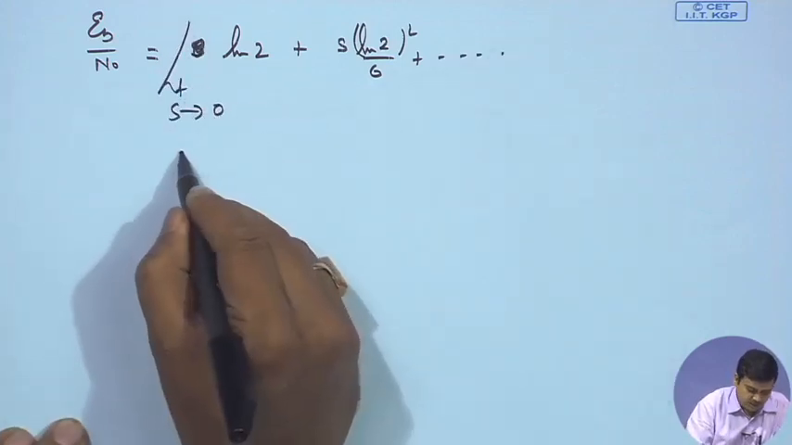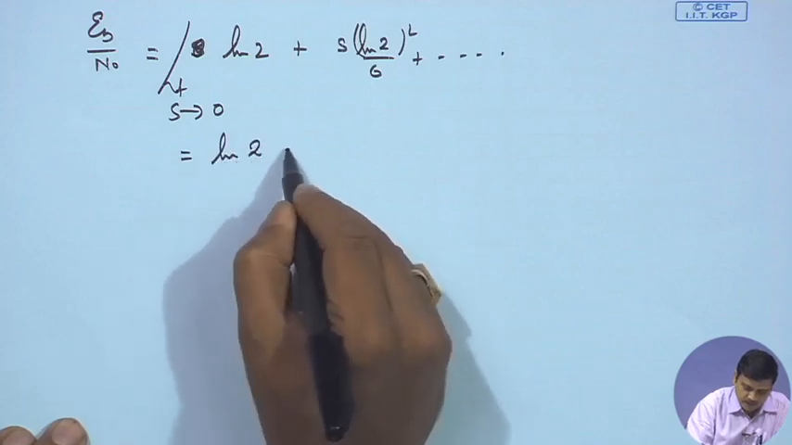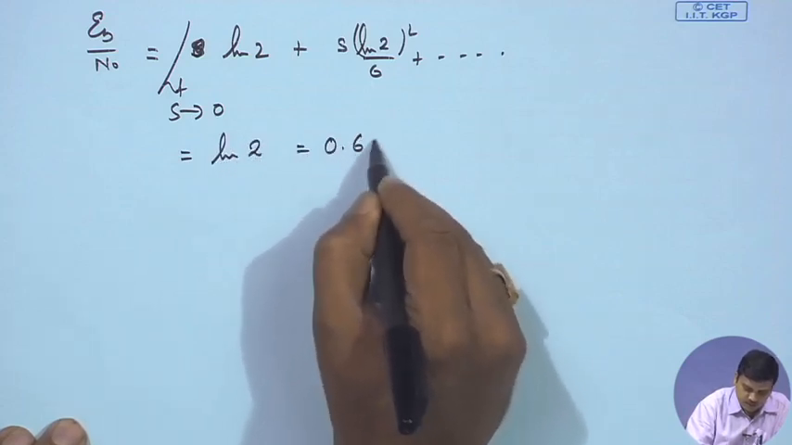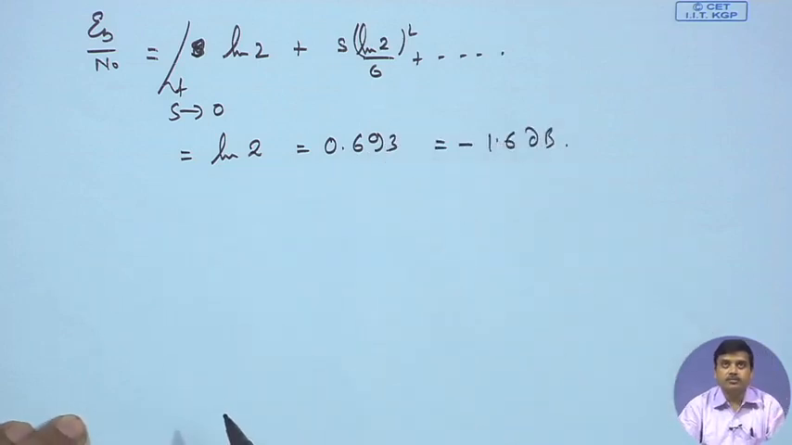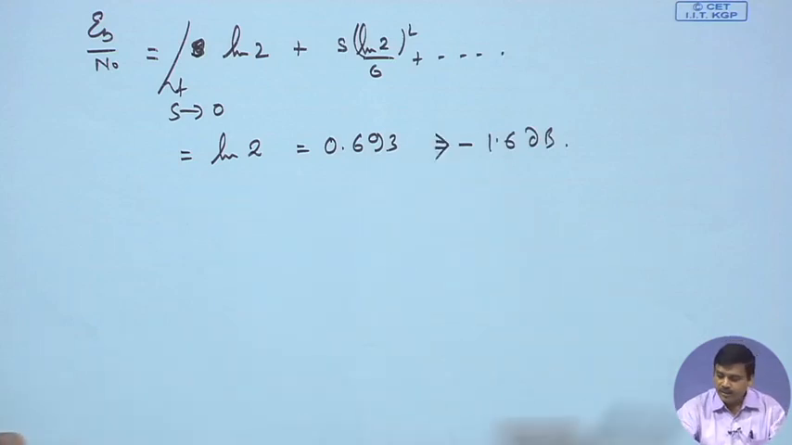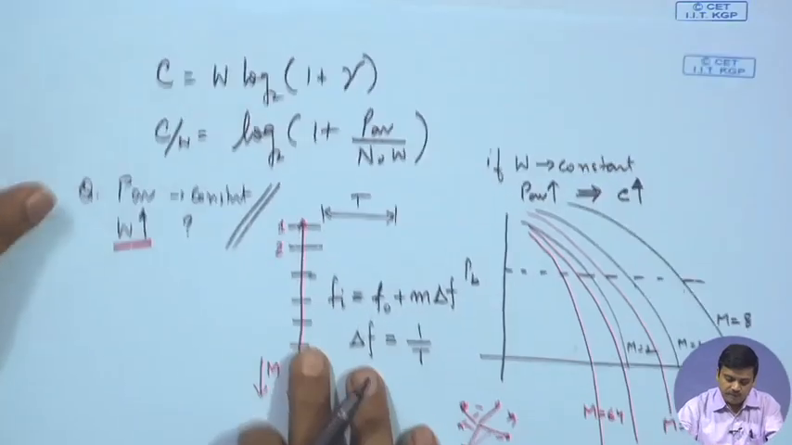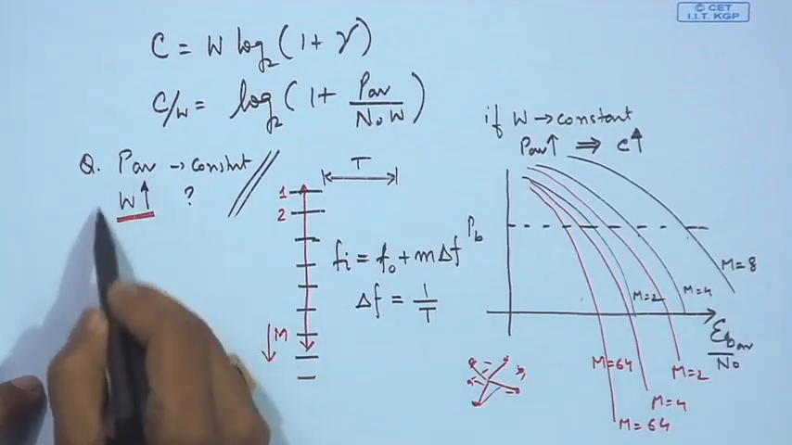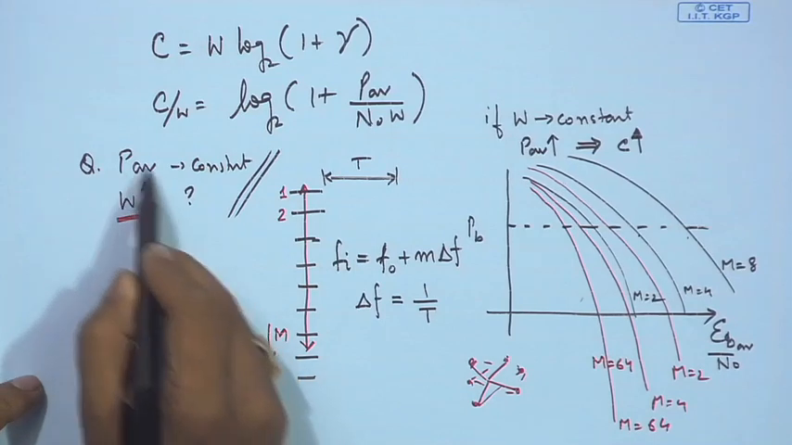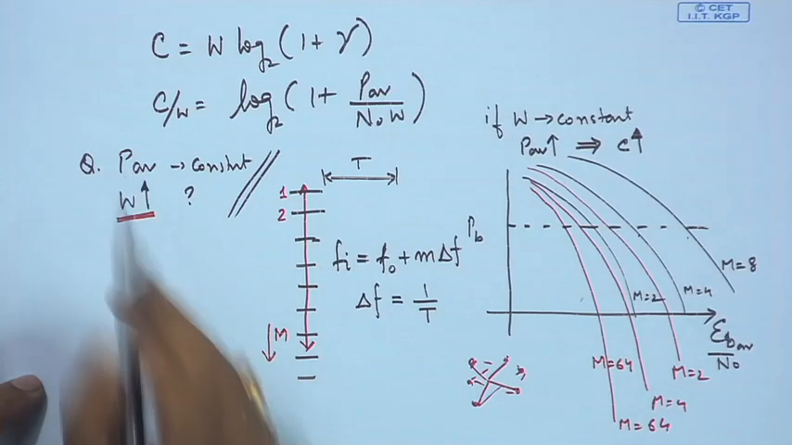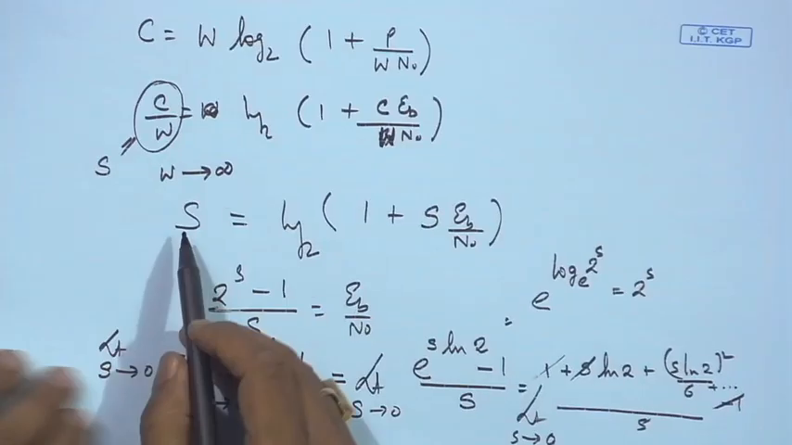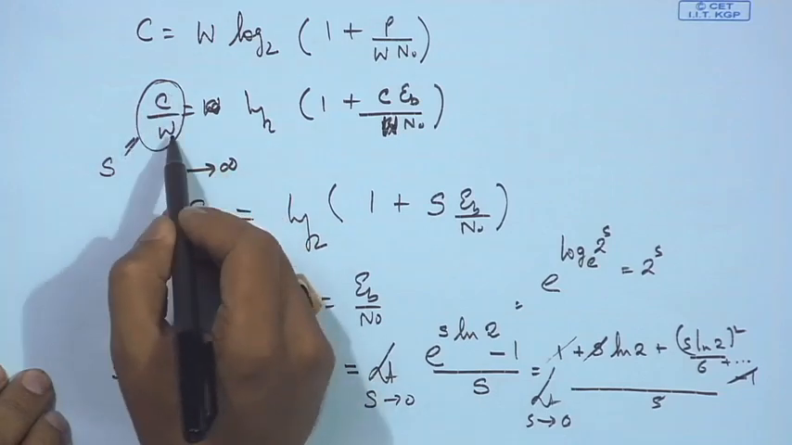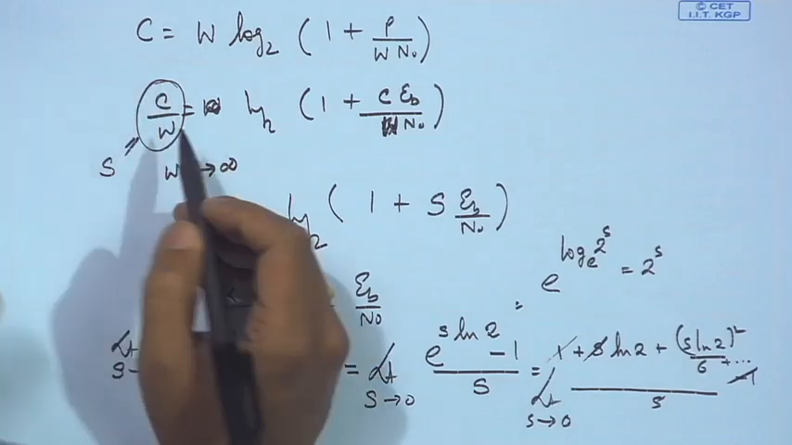So, with limit S tending to 0, this would turn out to be natural logarithm of 2, which is 0.693, which is equal to minus 1.6 dB. So, what we have seen here again is that if we try to increase W indefinitely by keeping PAV constant, we get a few things. One is the spectral efficiency tends to 0, simply because we have let W tend to infinity. So, this ratio must tend to 0.